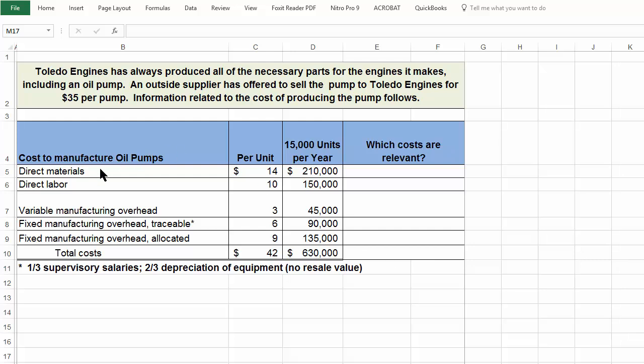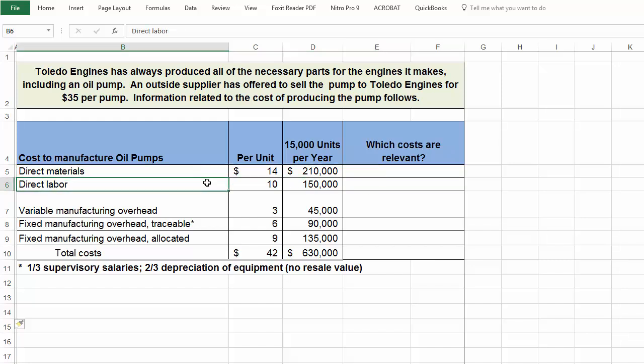We can see here that we have a list of the different types of costs to manufacture the pump and the cost per unit for each of those. We also have the total cost that the company has aggregated at a level of production of 15,000 units per year. The question, of course, will be, can we buy these oil pumps for cheaper than we can continue to make them? The first thing we need to do, as you've learned, is decide which of these costs are relevant.